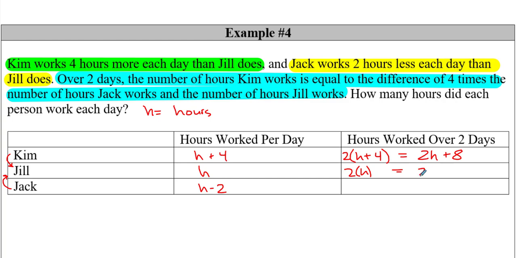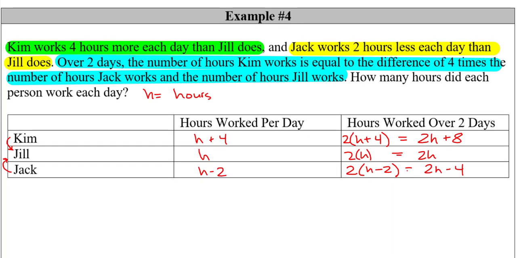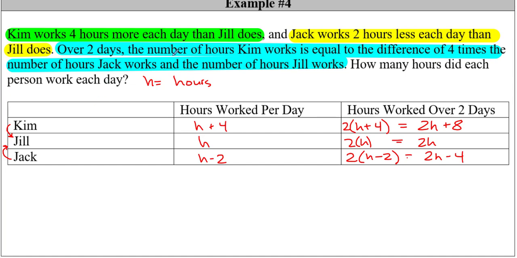2 times h is just going to be straight up 2h. And then we have 2 times h minus 2, which gives us 2h minus 4. Okay, now we have these nice good expressions of the hours worked over 2 days. Let's go back and read what it says. So it says the number of hours Kim worked. So where's Kim? All right, she's the 2h plus 8.